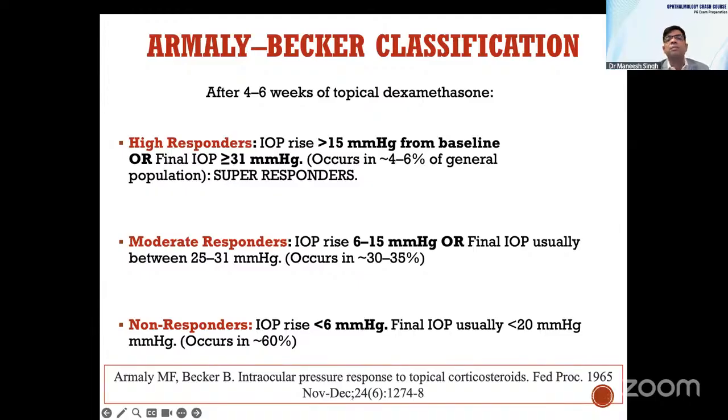Now, in examination, it can be asked how you classify responders. So this is the Becker classification. In this, patients are given a 4 to 6 week course of topical dexamethasone. If the pressure rise is more than 15 millimeter mercury from the baseline, they are called high responders, sometimes also called super responders. If the response is less than 6 millimeter mercury, they are called non-responders. And between 6 to 15 are called moderate responders.